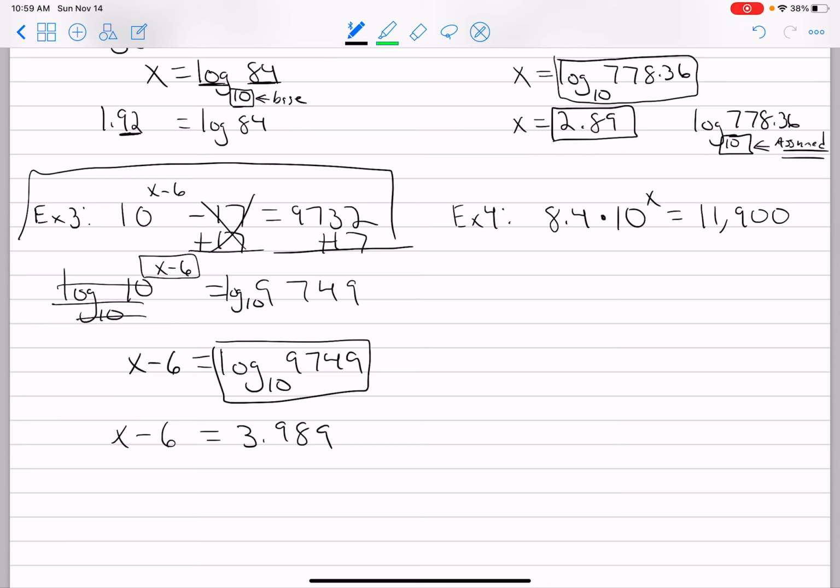Now I just got to keep finishing it off. Well, I need to get x by itself. What's happening right now? It's saying minus 6, so I have to do the opposite, the inverse. Plus 6 on both sides. I end up with x equals 9.989. There is my final answer.